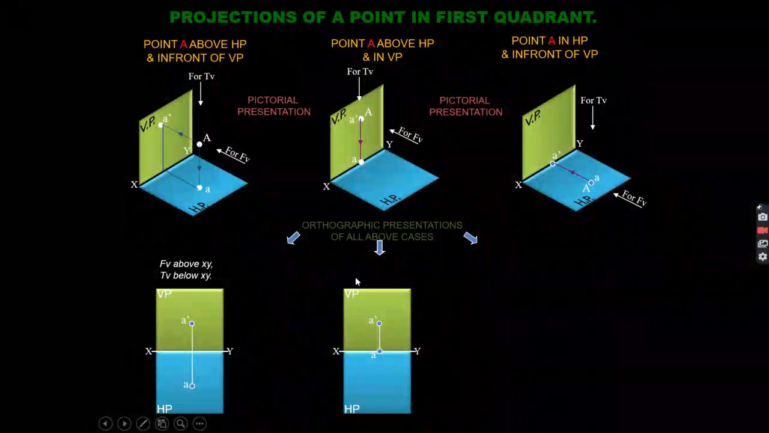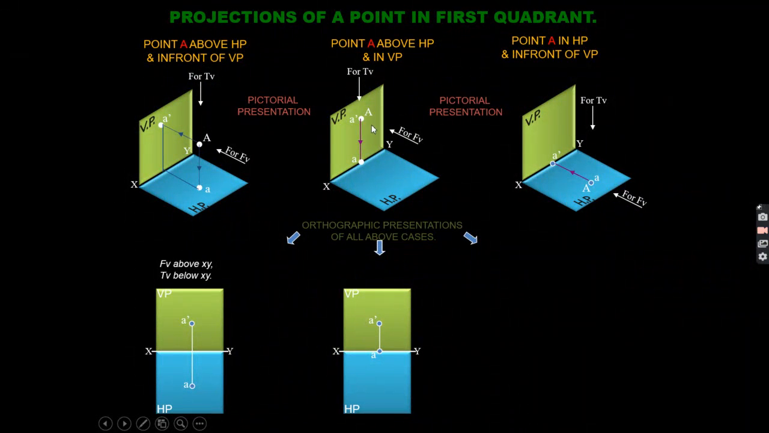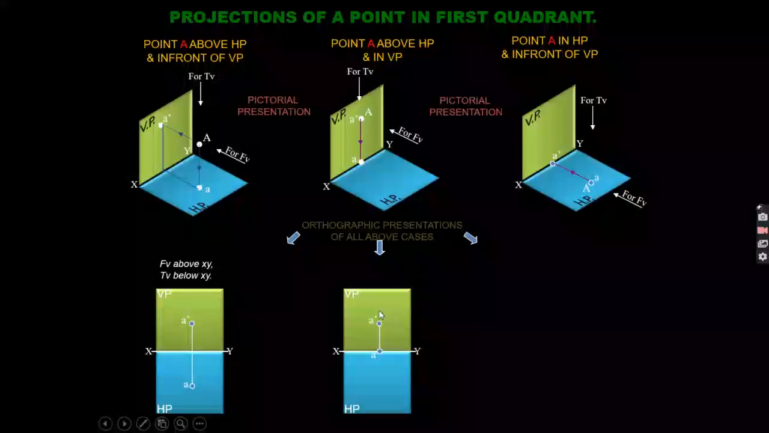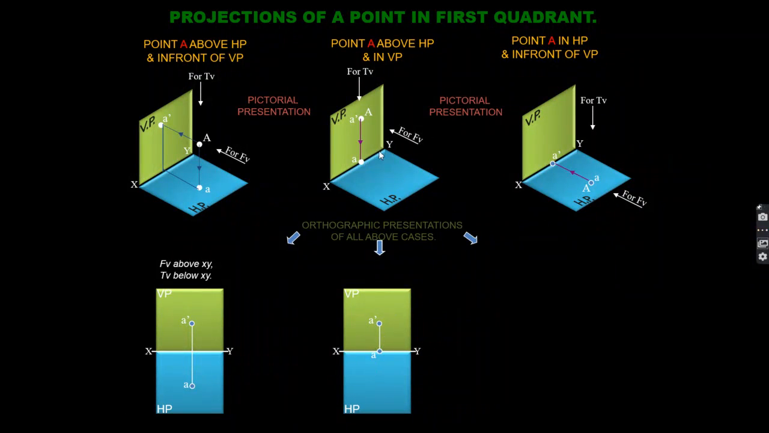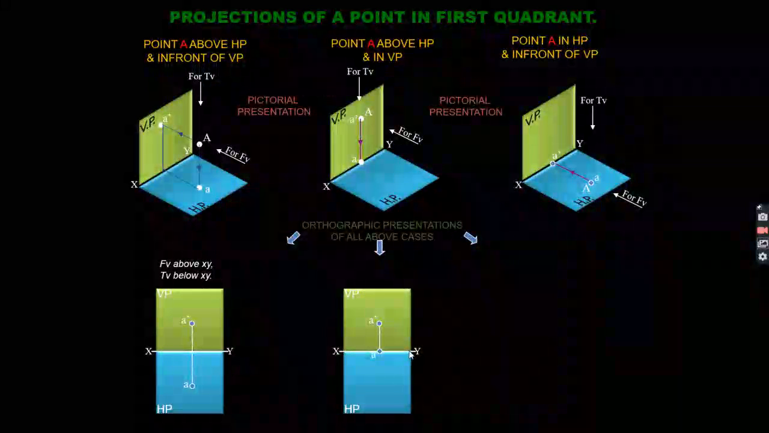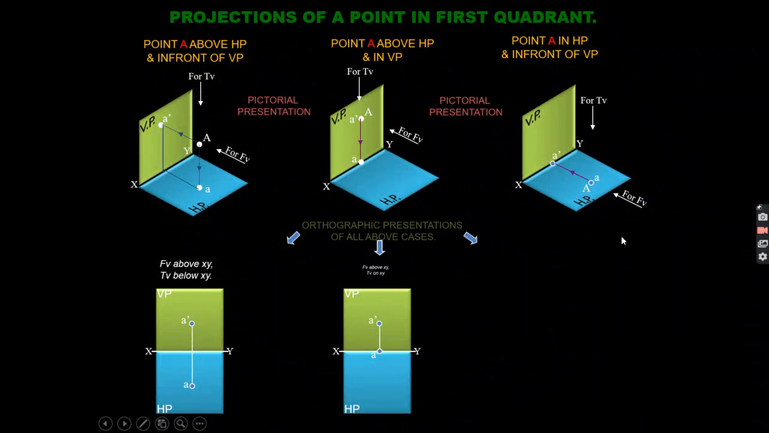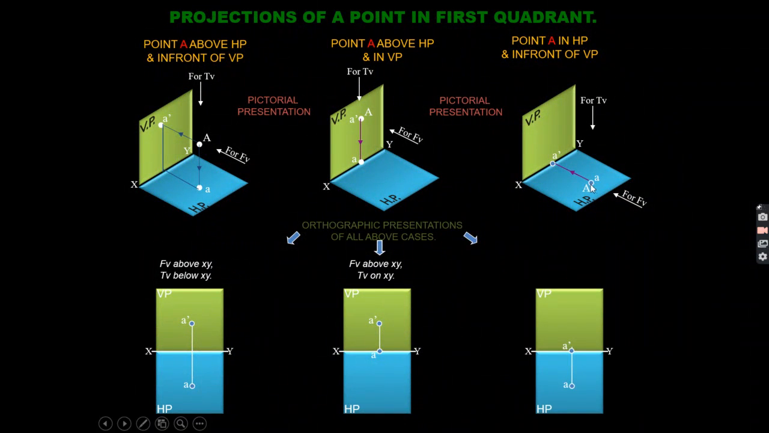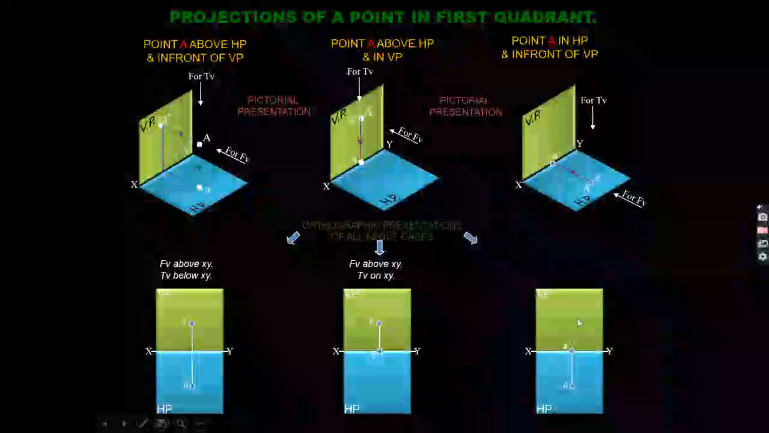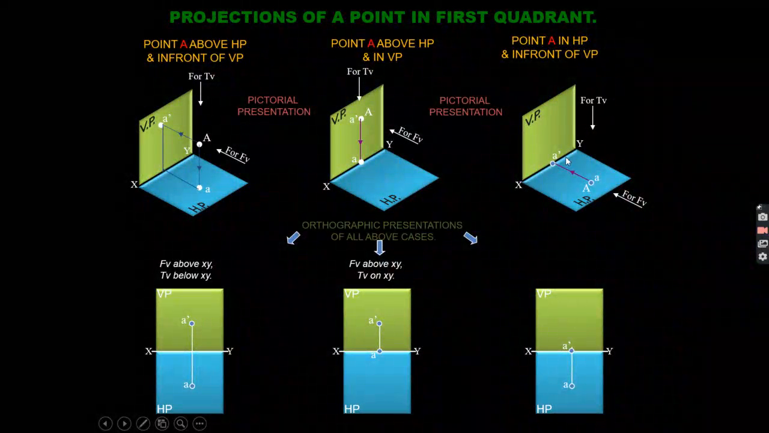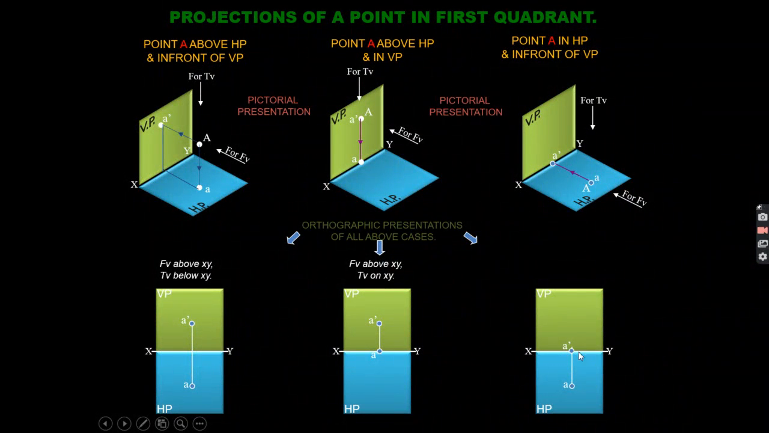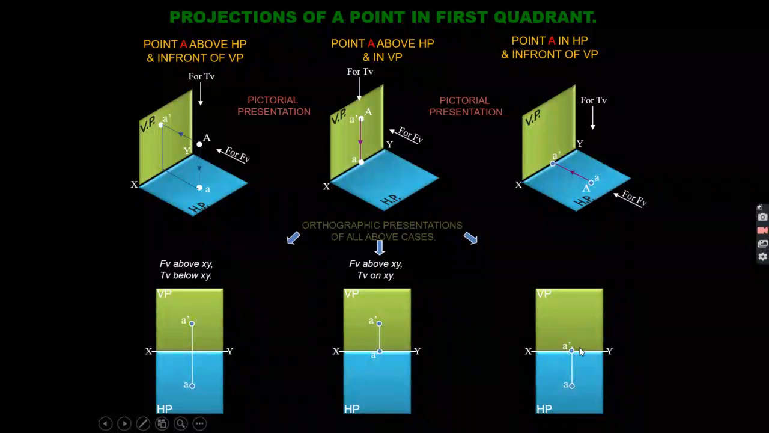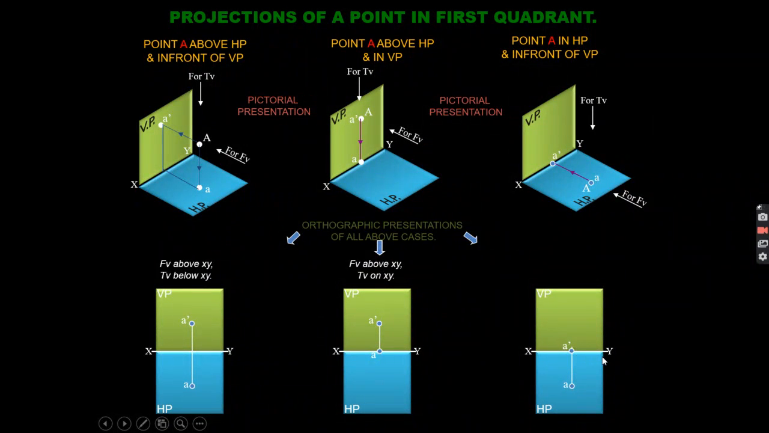In a similar way, you can see here the answer to this question: A dash will be in the vertical plane only, and the top view will be on the reference line. Okay, in the same way you can draw the projection of this point A. So this will be your point A in the top view, and in the front view, if you see, it will project on the reference line. So this is your front view, and your front view is on the line XY.